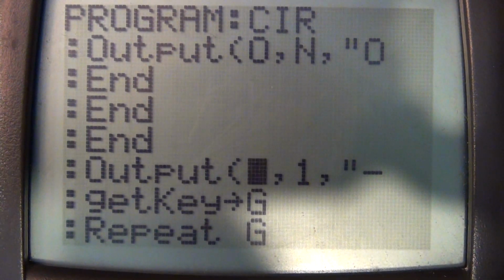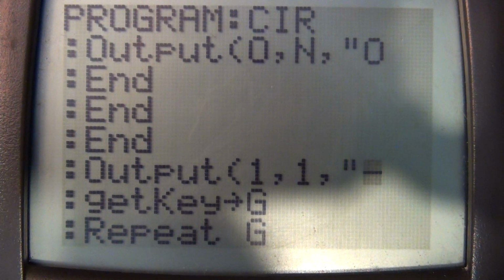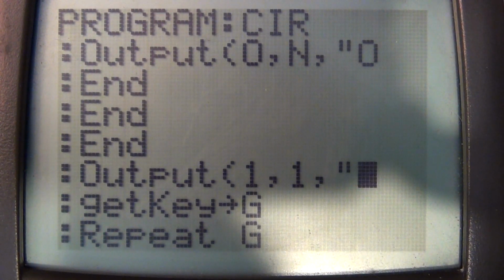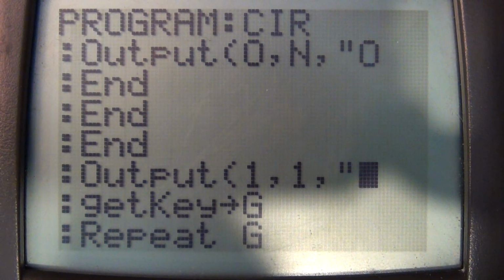But then when that all finishes drawing, we just output a minus sign at the top left to show that we're done. Otherwise it's kind of hard to track whether it's done processing or not. So I just put a minus sign at the top left corner of the screen.